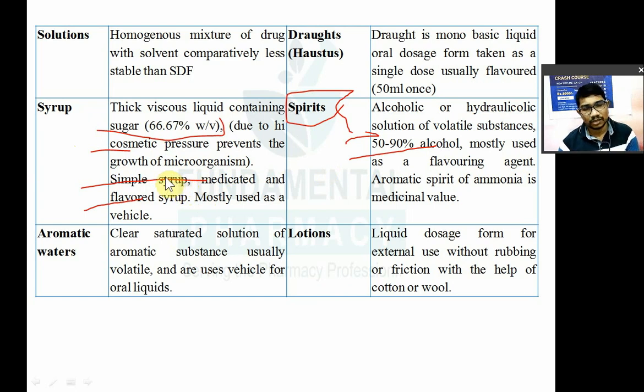तो कुछ स्पिरिट जो है मोस्टली फ्लेवरिंग एजेंट यूज करते हैं, कुछ स्पिरिट जो होते हैं उसका थेरेप्यूटिक यूज भी होता है। नाउ एरोमेटिक वाटर्स, व्हाट डू यू मीन बाय एरोमेटिक वाटर? दे आर द क्लियर सैचुरेटेड सॉल्यूशन ऑफ aromatic substances, usually volatile oil. They are used again vehicles for oral liquids.